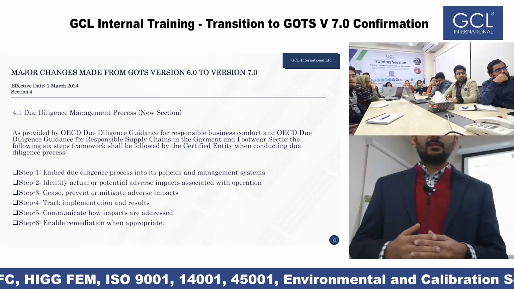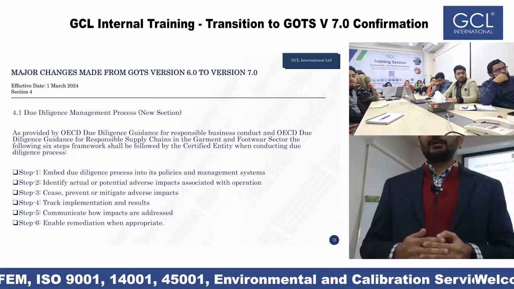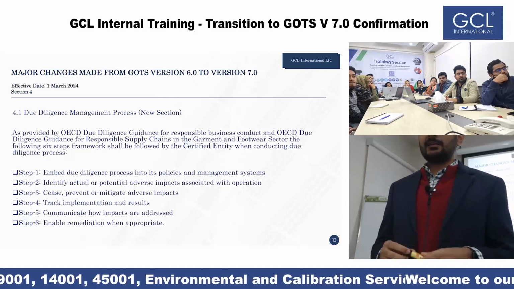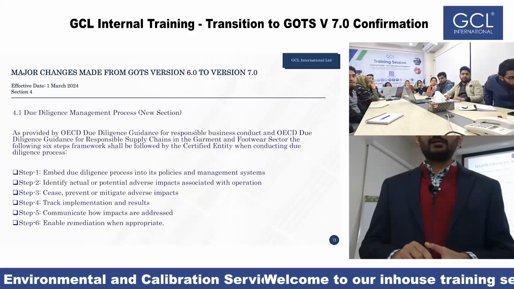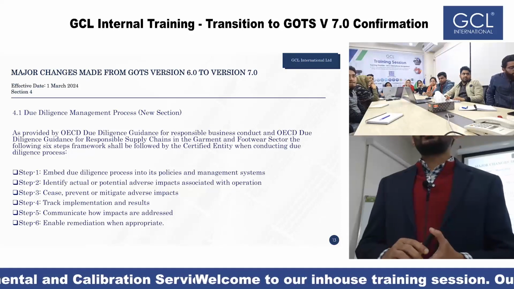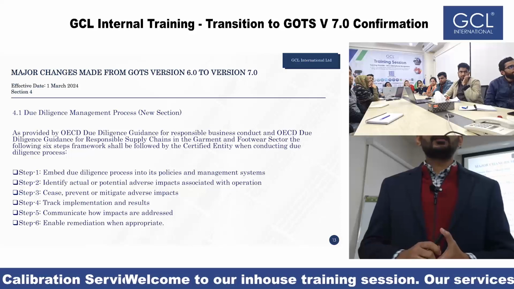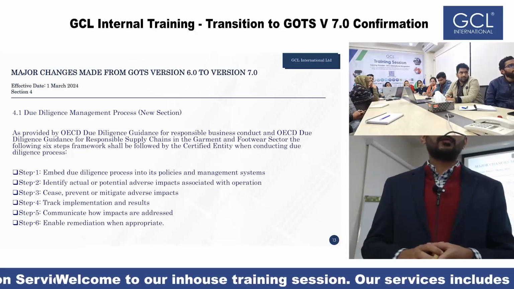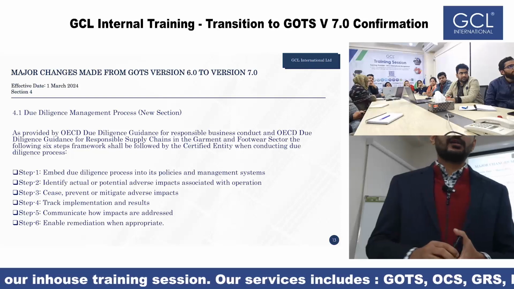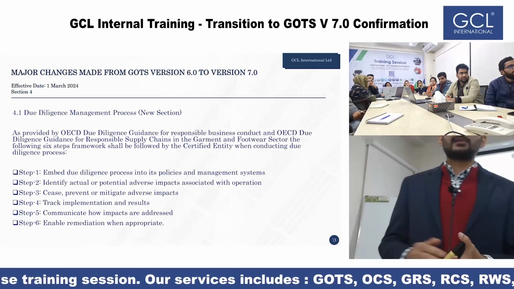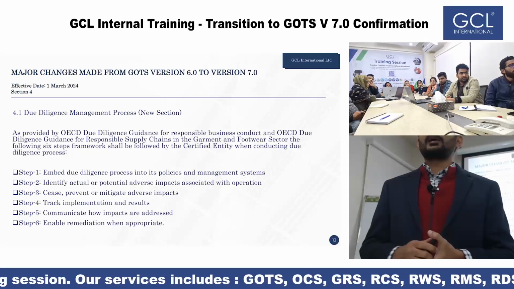So the example situation is that one of the licenses or one of the permits of a certified entity is expired. So what does the certified entity need to do? They are supposed to have a policy. If they do not have a policy, then they are supposed to develop a policy, and in that policy they need to include all the criteria of this adverse impact.